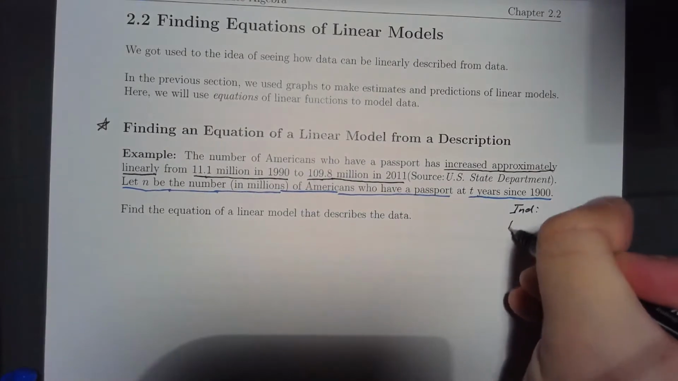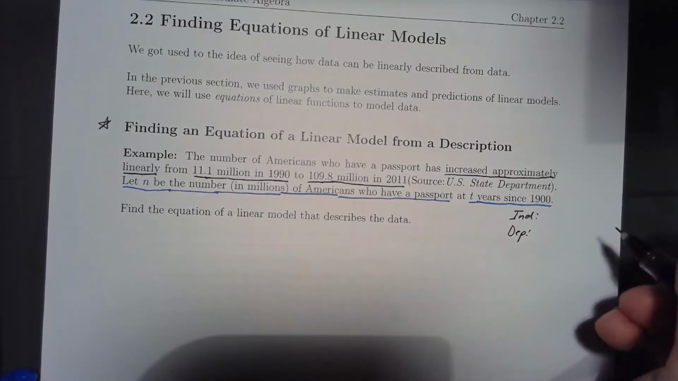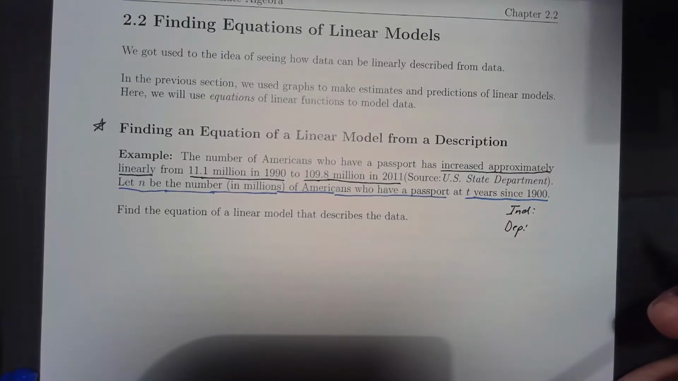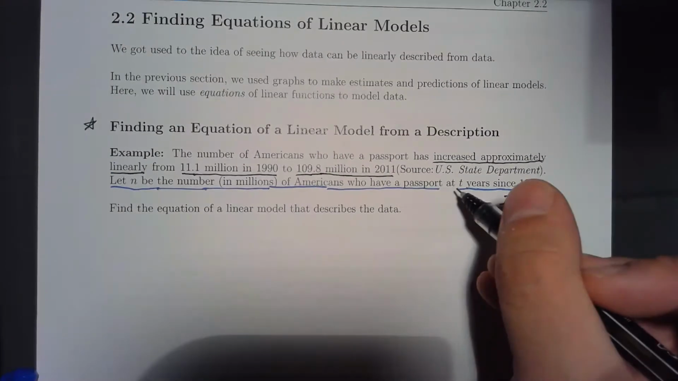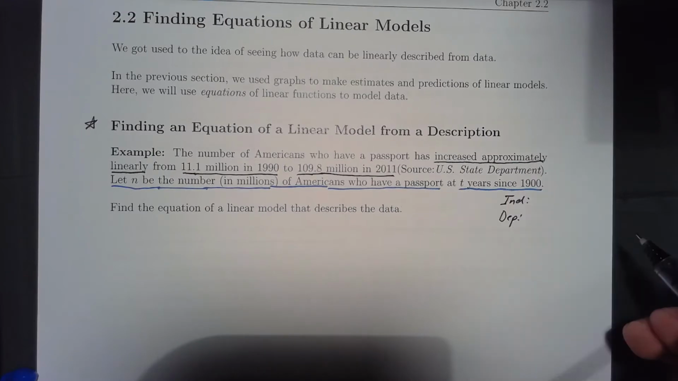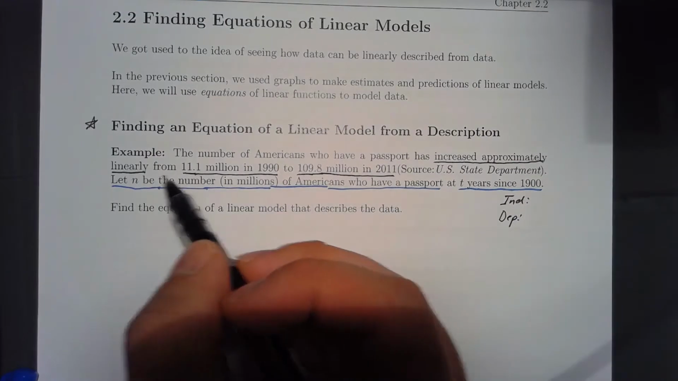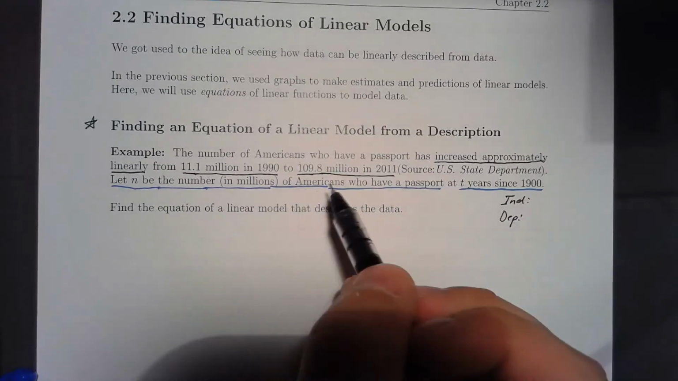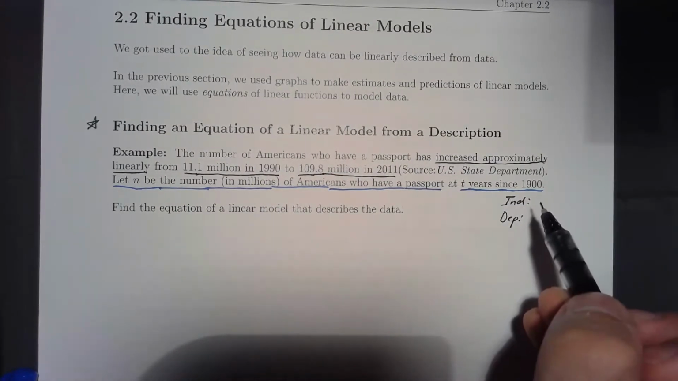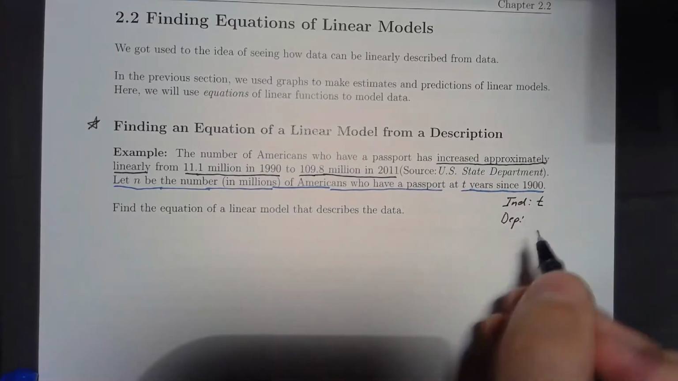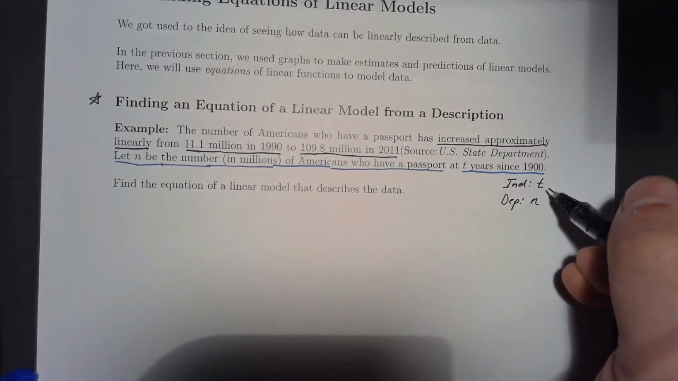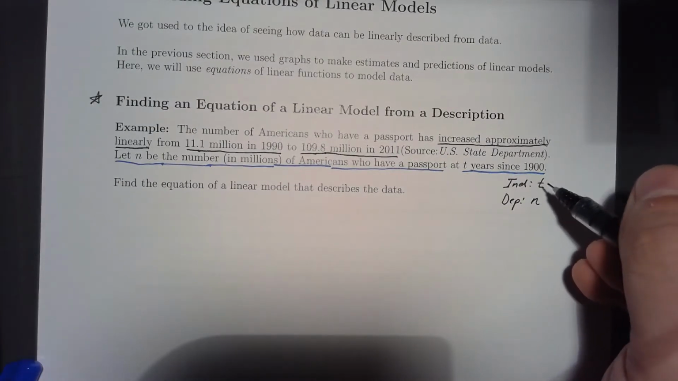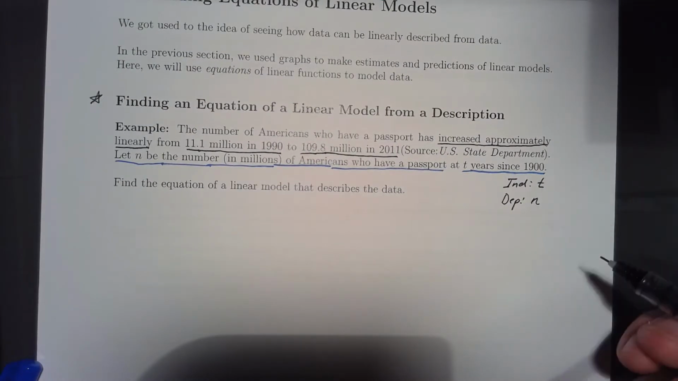Well, we have to identify the independent and dependent variables. The independent variable is going to be t here, because it's t years since 1900, and the number of Americans who have a passport depends on what year you're looking at. So the independent variable here is t, and the dependent variable here is n. In other words, x is being treated as t, and y is being treated as n here.